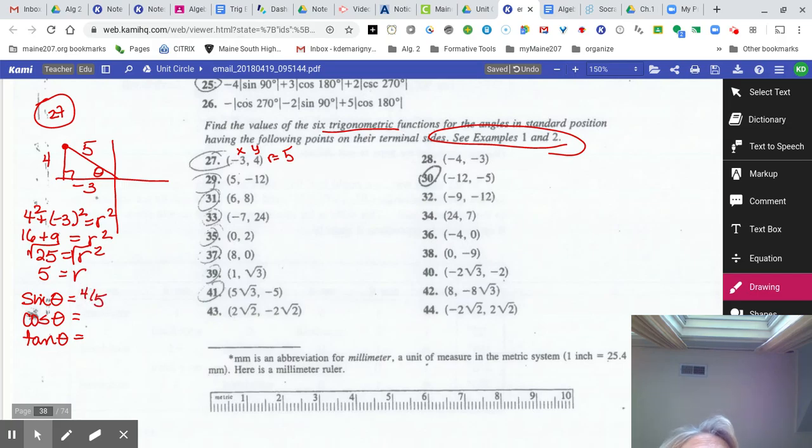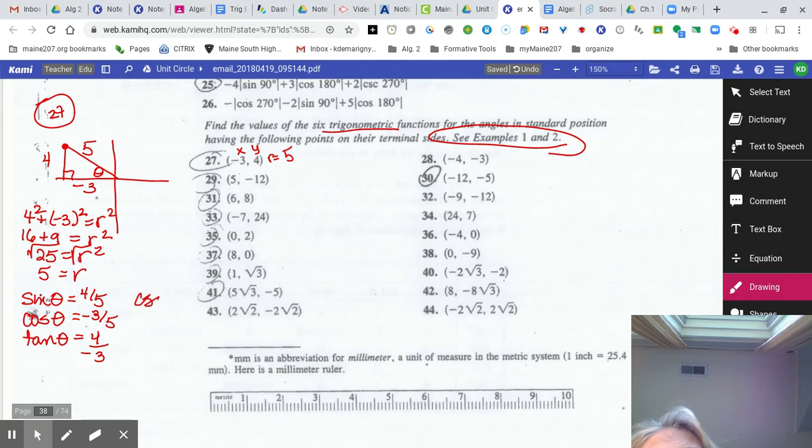If you're going for cosine, it's adjacent over hypotenuse, or X over R, so negative 3 over 5. And your tan is opposite over adjacent, which remember is a Y over an X, so it's 4 over negative 3.